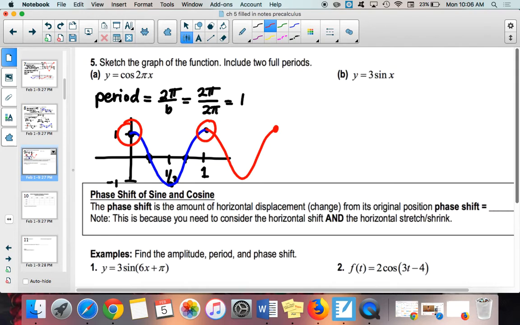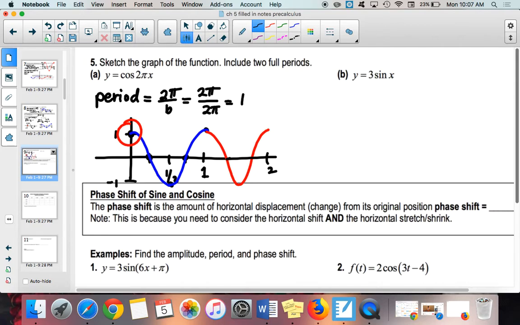And I don't care how you draw those 2 full periods. You can do it like that, or you could do some on the negative side and some on the positive side. If you didn't want to do from 0 to 2, you could do from -1 to 1 as well. That would be 2 full periods as well. I don't care how you draw it. It's up to you. So let's say we go to 2. That would be 2 full periods.